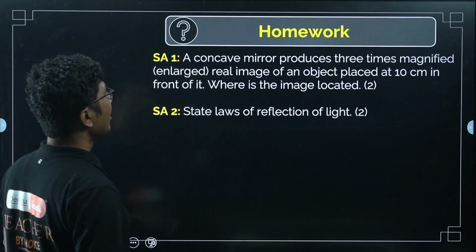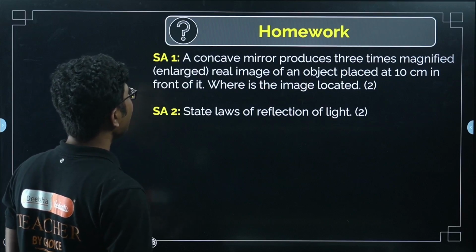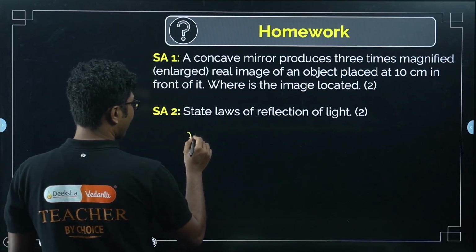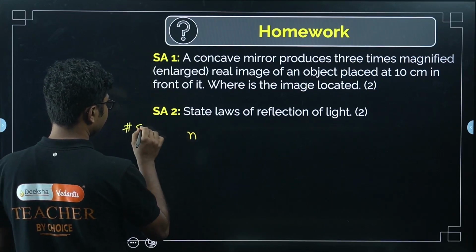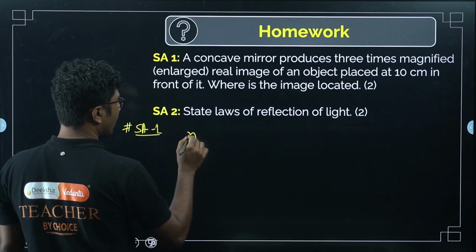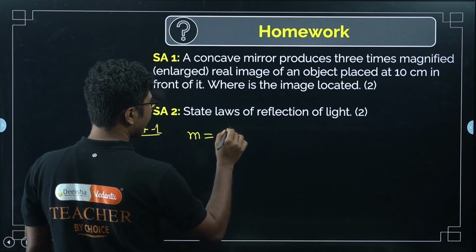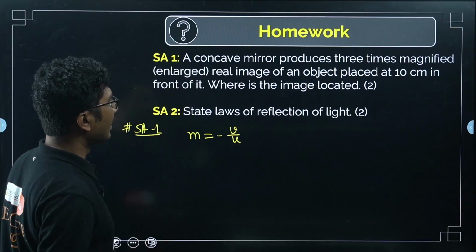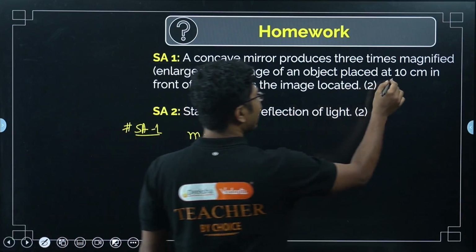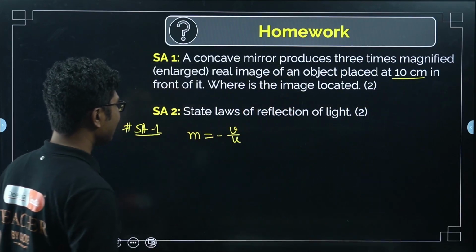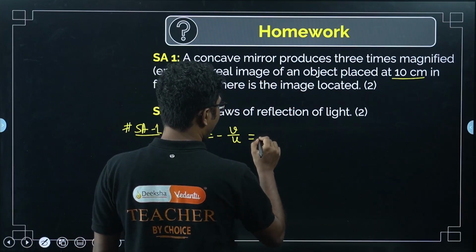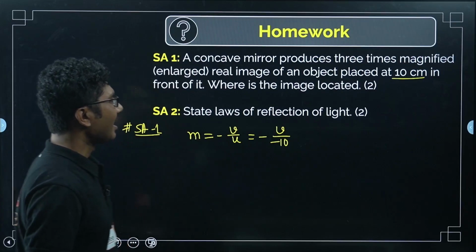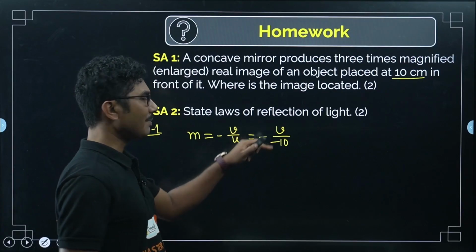A concave mirror produces a 3 times magnified real image. Real image means obviously magnification is negative, and we know that magnification is minus V by U. The object is placed at 10 centimeter, which means it must be minus 10. So minus V by minus 10, right?